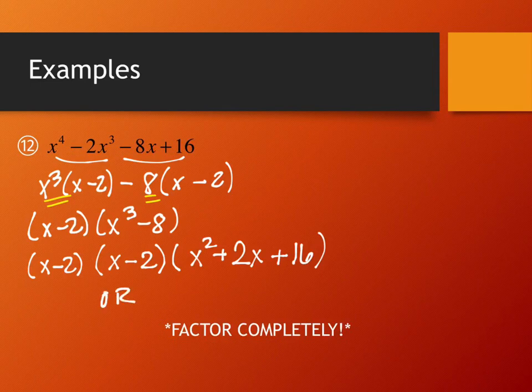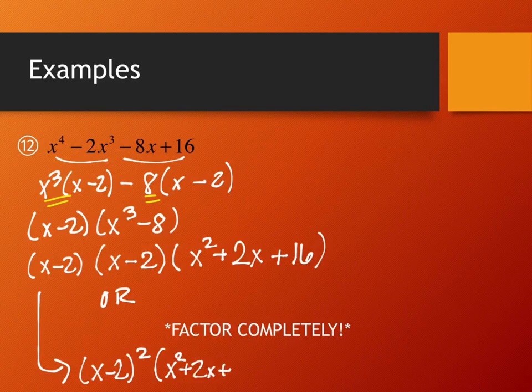Or what you might actually see if you looked in the back of the book on this one is that they might actually write this as x minus 2 because it's x minus 2 times x minus 2. And then x squared plus 2x plus 16. I don't care in the slightest if you do this as down down bottom. But I just want you to know if you see it, it's the same thing as you did before. Because it's just x minus 2 times x minus 2 representing the squared.